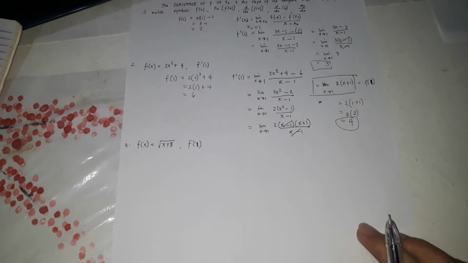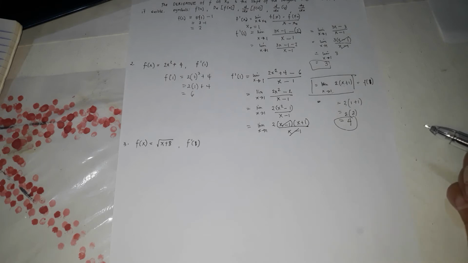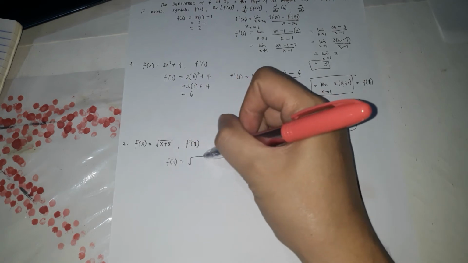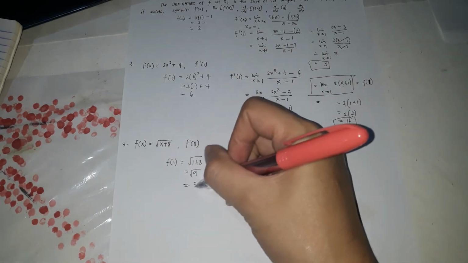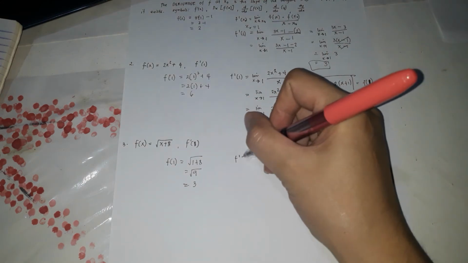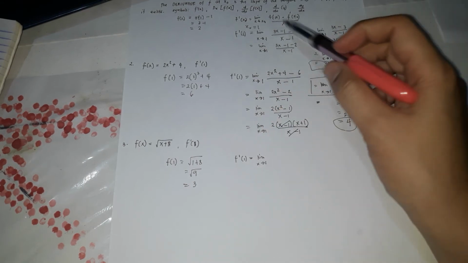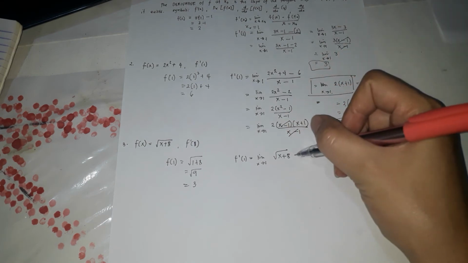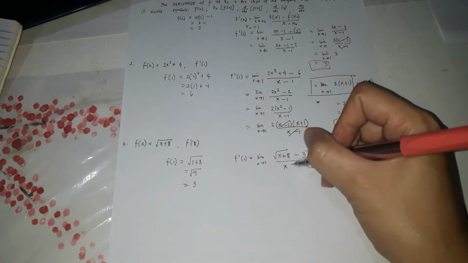Next, number 3: f of x is equal to the square root of x plus 8. Find the derivative of the function f at 1. So f of 1, solve for f of 1. 1 plus 8, the square root of 1 plus 8, 1 plus 8 becomes 9. This is positive 3. We're going to use positive 3 only. So f prime of 1 is equal to the limit as x approaches 1 of, copy the function, square root of x plus 8 minus what we solved earlier, 3, over x, copy x minus x of 0, 1.